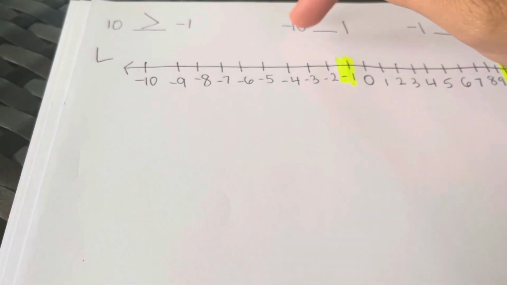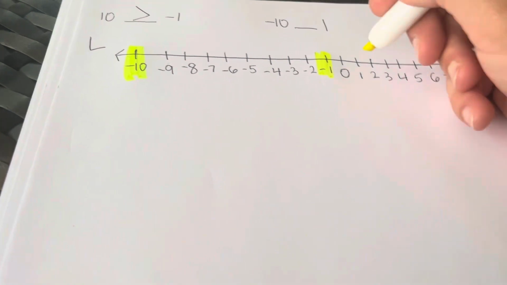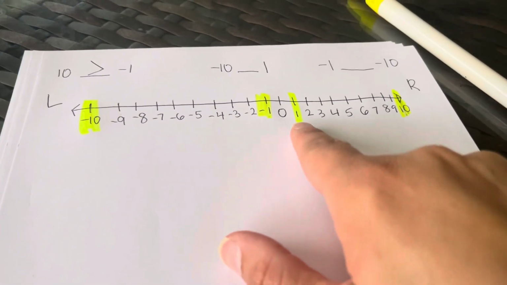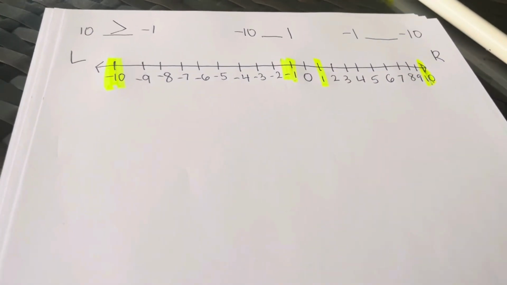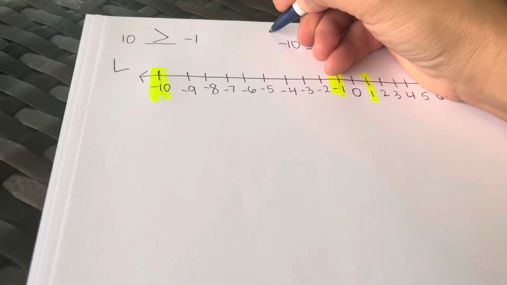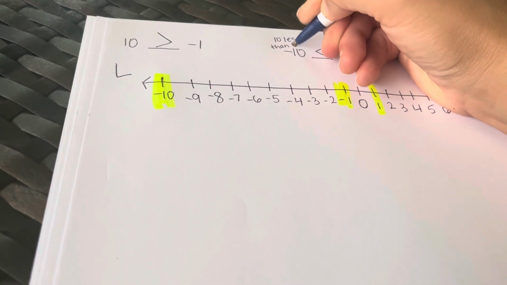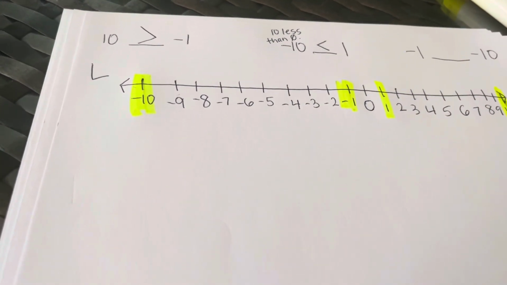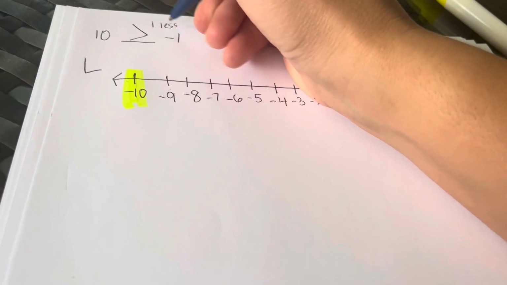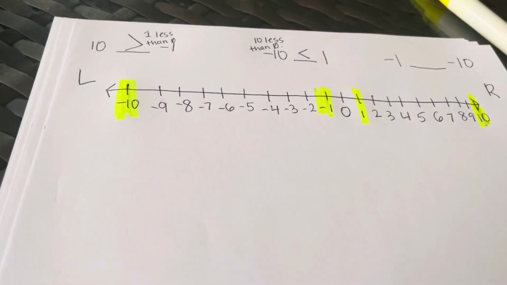It wants me to compare negative 10 to a positive 1. It doesn't have a little minus sign, so it's normal, regular 1. 1 is farther to the right than negative 10, which means it's greater. This is also 10 less than 0. Okay, it's 10 smaller than 0. This would have been 1 less than 0. Okay, 1 smaller than 0.